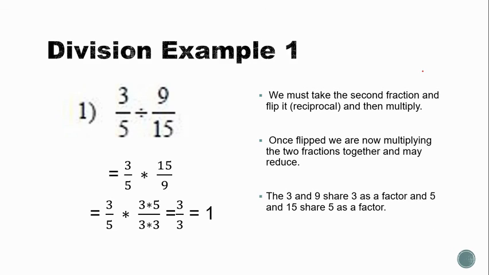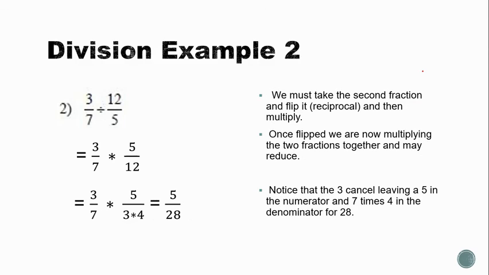Okay? So yeah, so 3 and 9 share 3 as a factor, 5 and 15 share 5 as a factor, as well as the 3. So they all go away. All right.